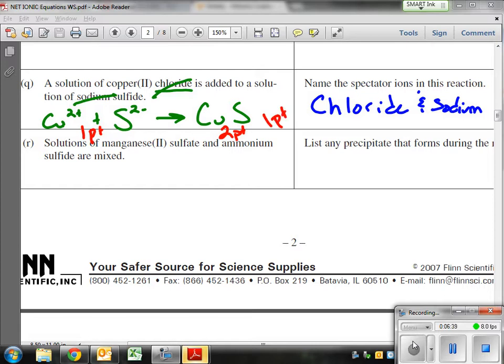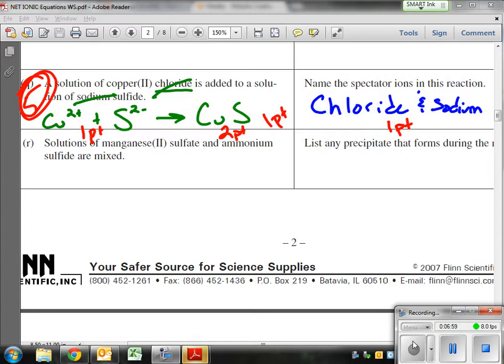And I named the correct spectator ions. I didn't fall for the trap of saying chlorine and sodium. So this, I got 5 points. Average on these is usually around the 7-ish range. So I am well on my way to getting out of here and getting my $100.